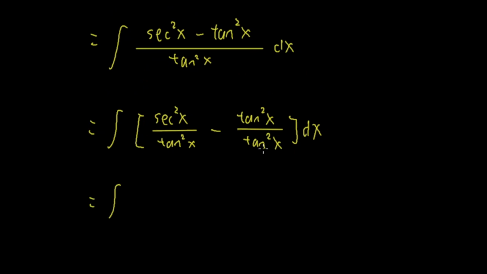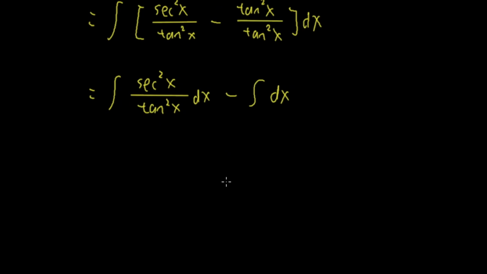So of course, I will just distribute the integral sign to each term, right? So the integral of secant square x over tangent square x dx minus the integral of, that's just 1. 1 times dx is dx. Okay. Now this term, right away, we know the answer is x, right? So we can write this. That's equal to the integral of secant square x over tangent square x dx minus x.